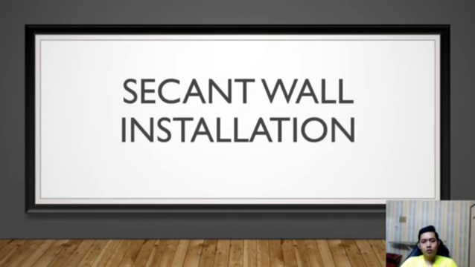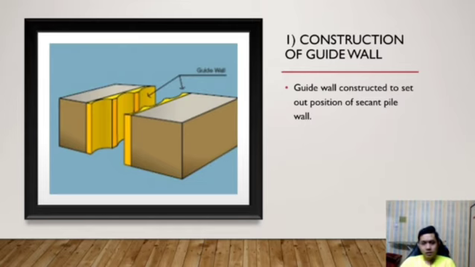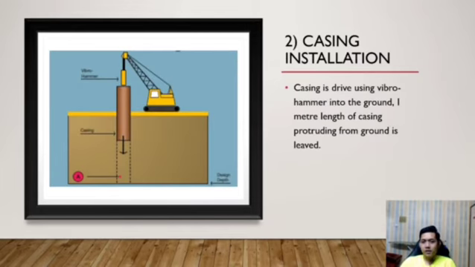And now we go through the sequence of the secant wall installation. The first step is construction of the guide wall. This is where the guide wall is constructed to set up the position of the secant pile wall. Next is casing installation. Casing is driven into the ground using a vibro hammer. A 1 meter length of casing protruding from the ground is left.